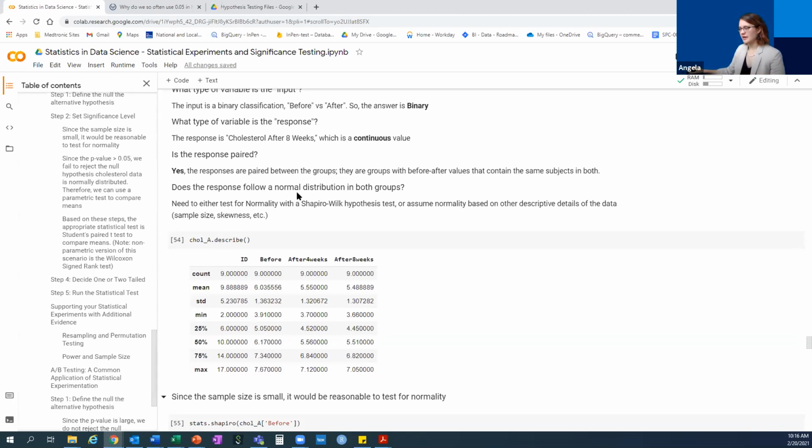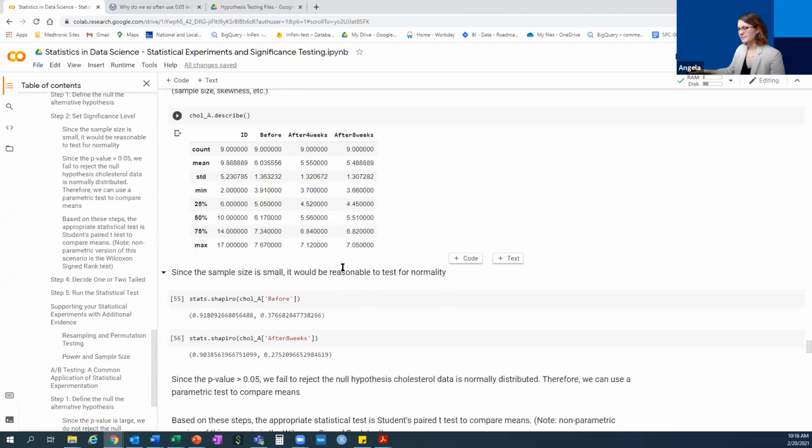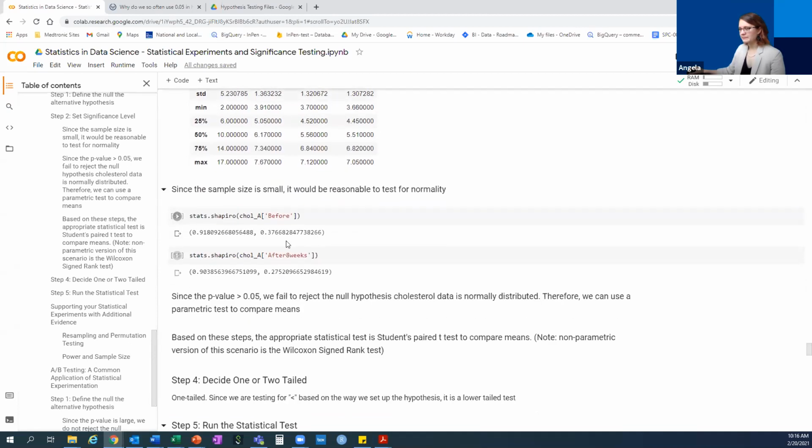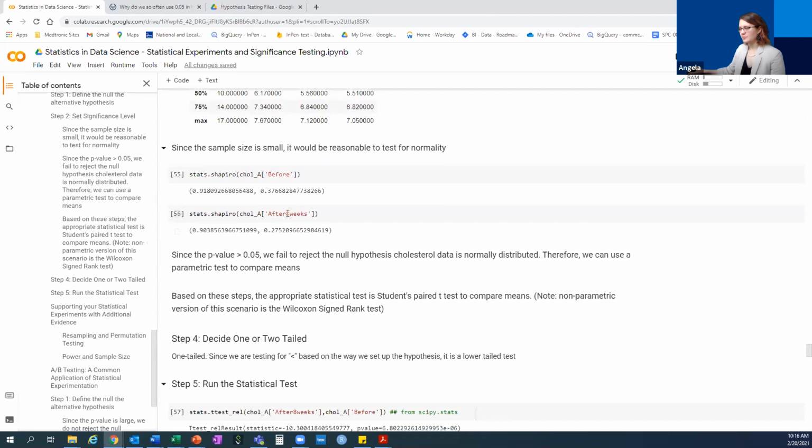So now let's ask about normal distribution, as always. Very small sample size here of 9. So that to me is a red flag. Let's go ahead and run a test. I do it for both groups, and I see that the p-values are greater than 0.05. So although the sample size is small, they're centered enough to assume normal distribution.